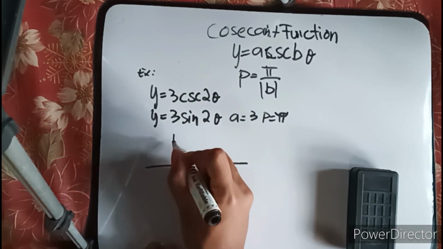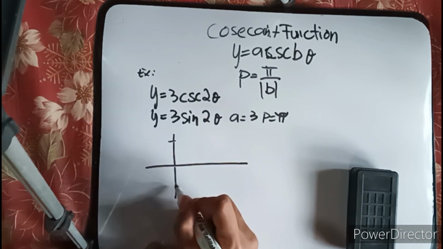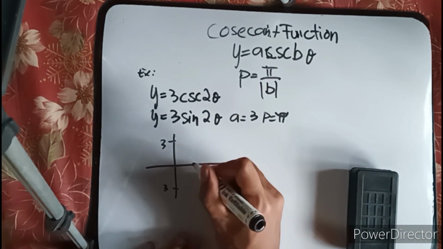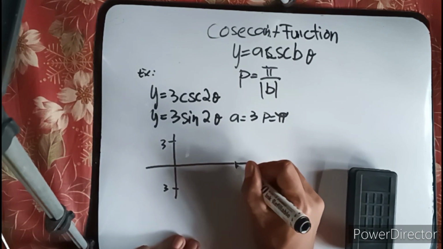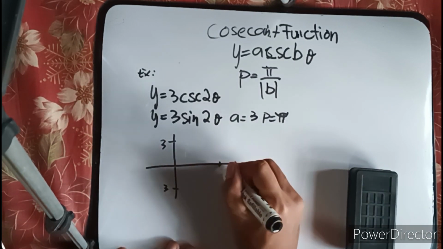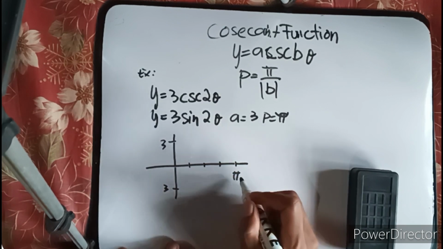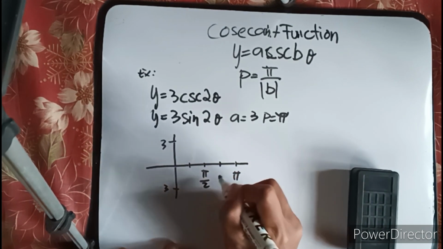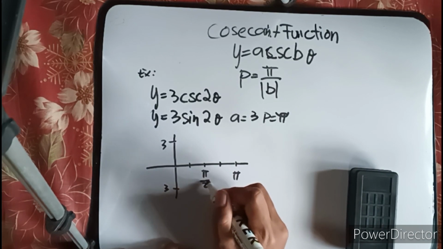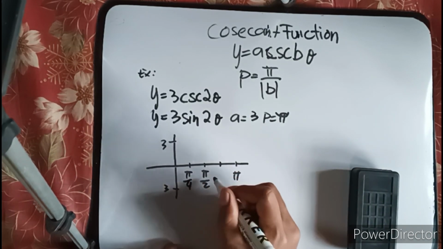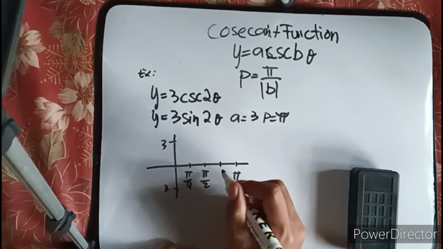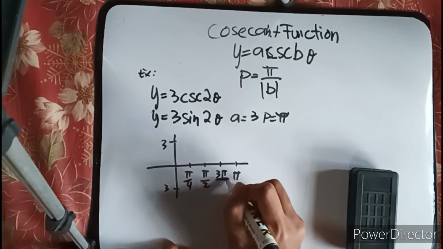Our amplitude is 3. Let's say this here is our 3, and our period is pi. So let's break it into 4 parts. Half of pi is pi over 2. Half of pi over 2 is pi over 4. And for this one, all we need to do is add these two values, so we have 3 pi over 4.